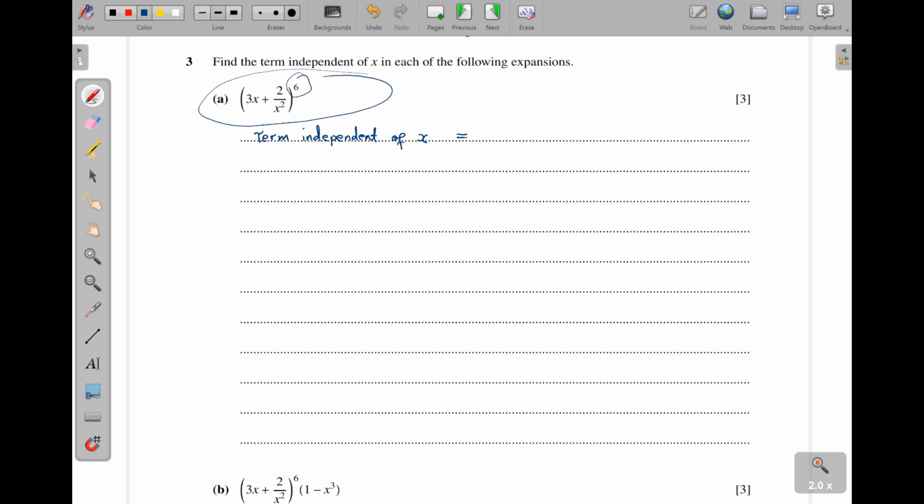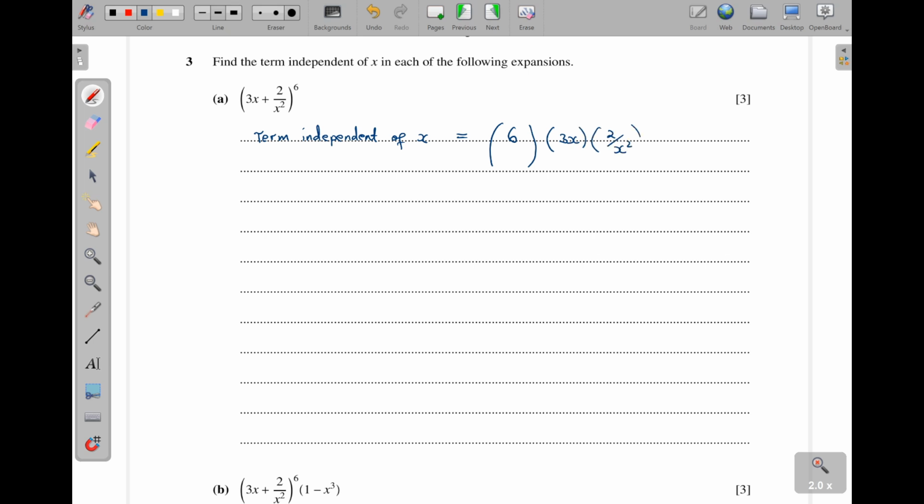If this is power 6, then that means we have 7 terms. I don't need to expand each and everything. I'm only interested in this one here. So when we are getting the terms in that given expansion, we'll put a combination. This is 6 combination, we don't know here. And then the 2 terms we are having here are 3x, then the next one is 2 over x squared.